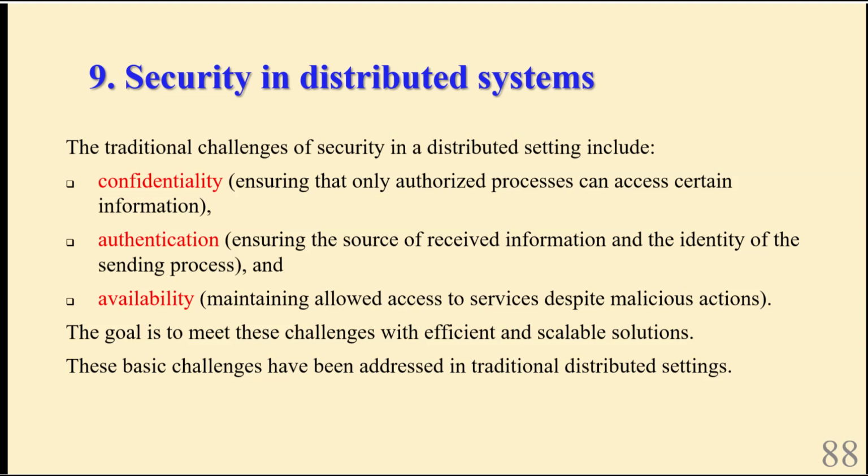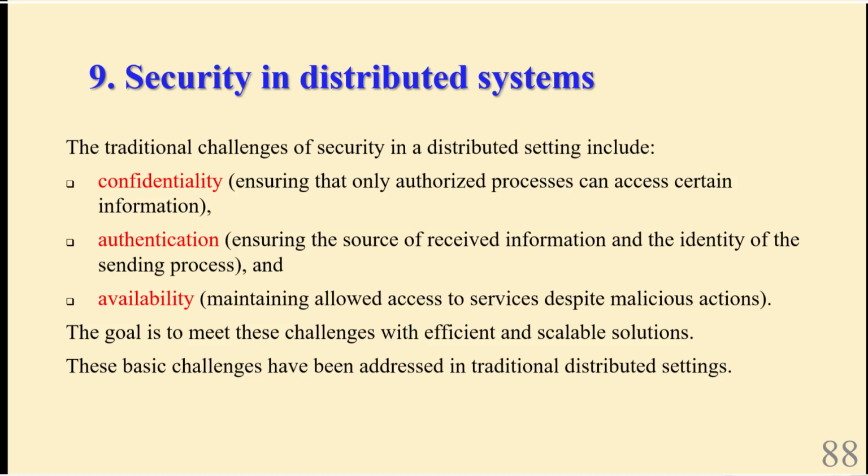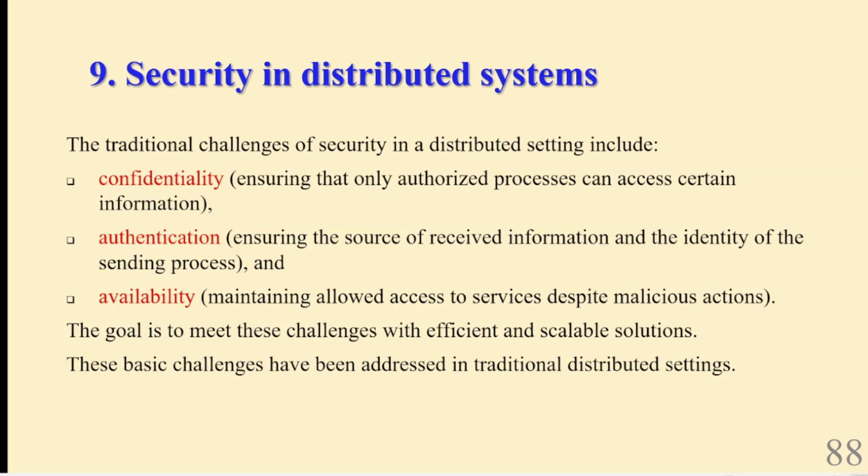Then we have security in distributed systems. Remember, modern distributed systems must protect data, users and communication against cyber attacks. Therefore, security is very important. The three challenges of security are, first one, confidentiality. Confidentiality means only those people who have authorization can access information. Authentication is where we make sure the information we have received from the source is genuine or not. Availability is allowing access to services despite malicious action. That is security in distributed systems.